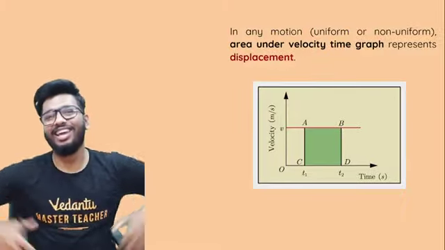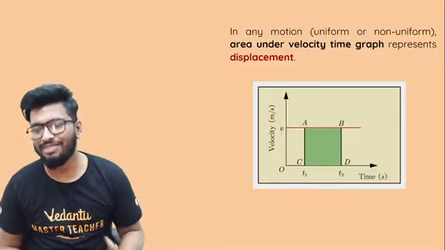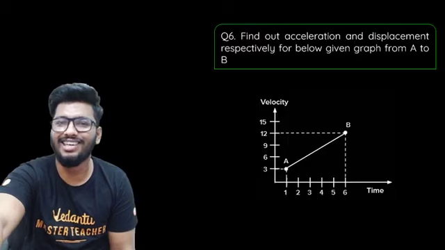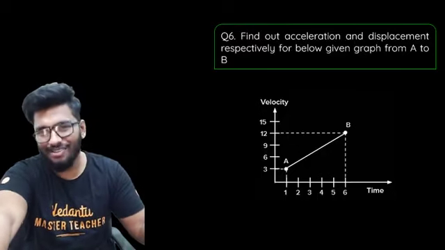And yes guys, like I told you, the area under the curve in this case will give you the displacement. So no matter what the graph looks like, if you find out the area under the curve, that will give you the displacement in the case of a velocity-time graph. Let's do another question based on the same.